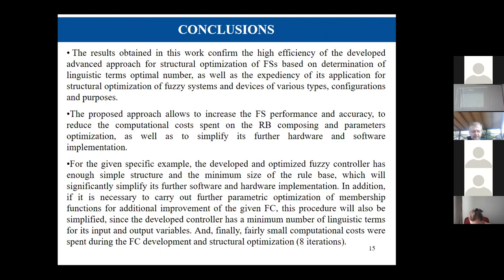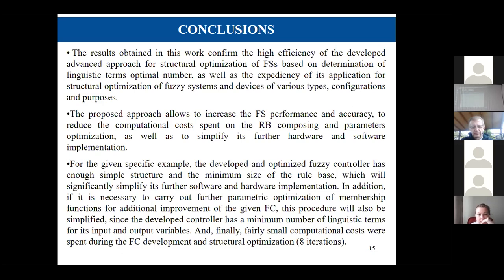So the results obtained in this work confirm the high efficiency of the developed advanced approach for structural optimization. They also confirm the experience of its application for structural optimization of other systems and devices of various types, configurations, and purposes. The proposed approach allows to increase the fuzzy system performance and accuracy, to reduce the computational cost spent on rule-base composing, and to simplify its further hardware and software implementation.